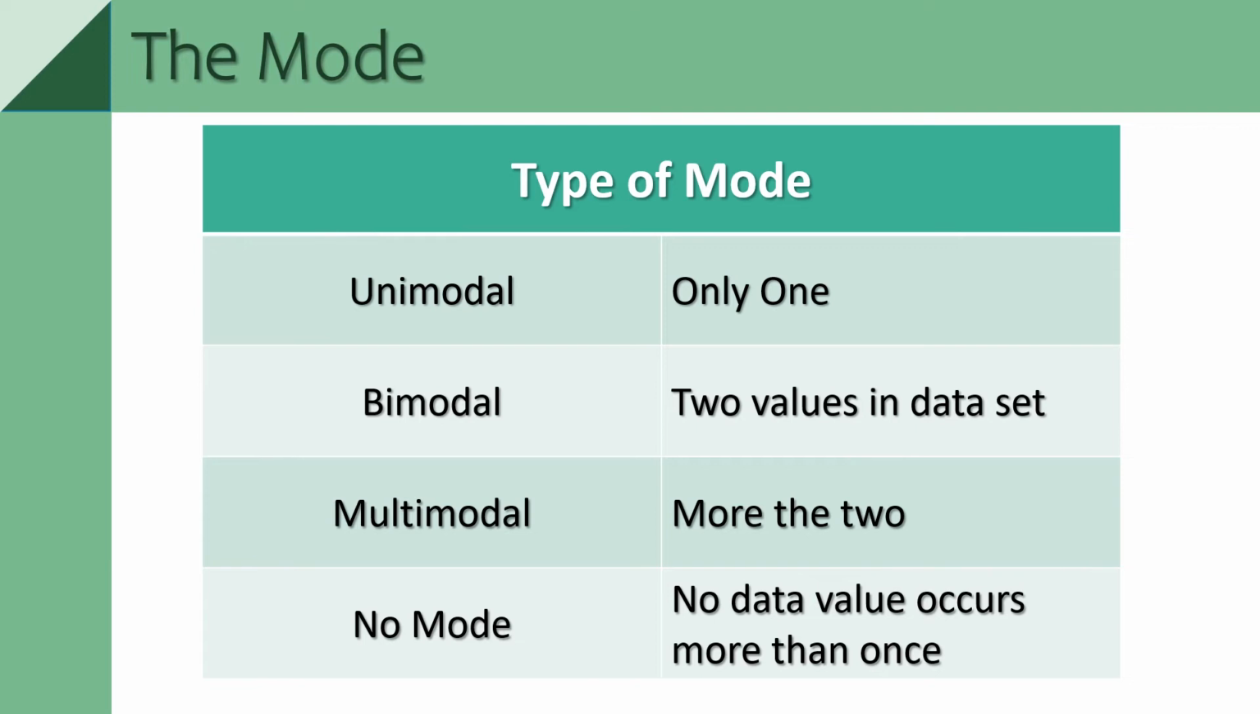Multimodal, two or more occurrence. Okay, so merong more than two. Rather, this is more than two. More than two occurrence. And no mode kapag no data values occur more than one. So, ito sa no mode, hindi equal. Okay, walang equal na mode. Okay, na data set. Ayan yung no mode siya.